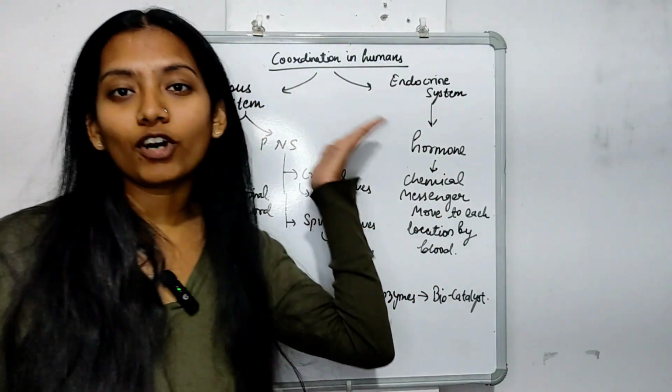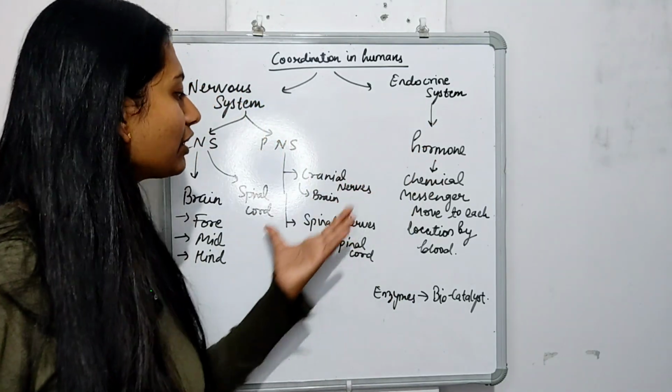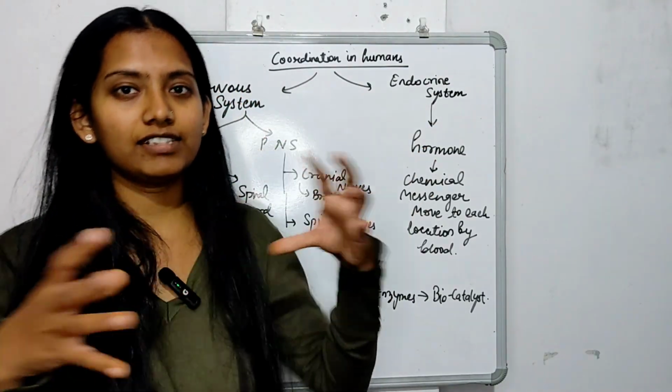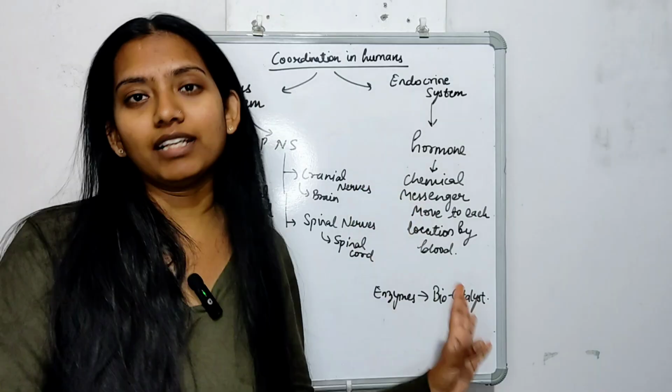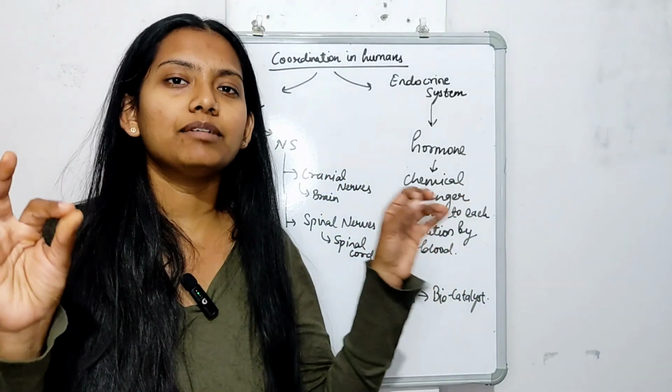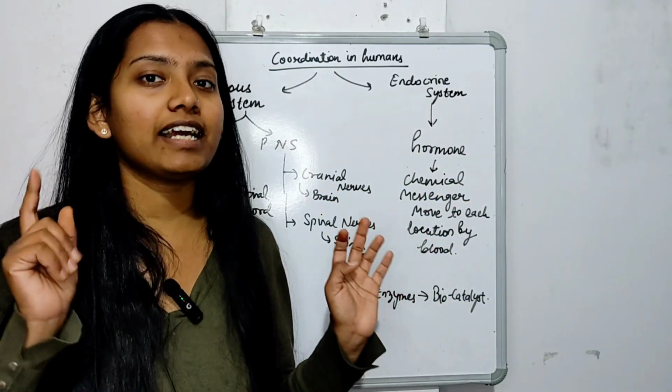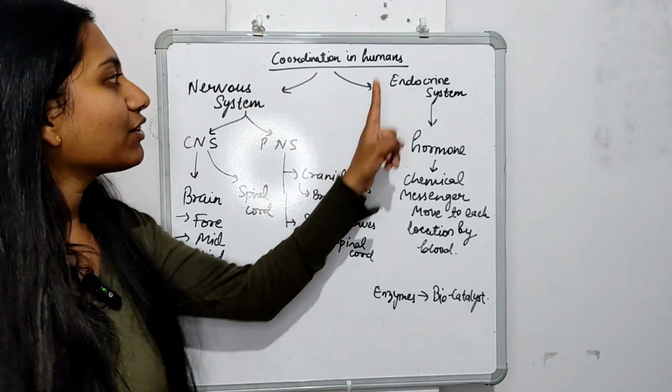आज का टॉपिक है कोऑर्डिनेशन इन ह्यूमन। बहुत सारे स्टूडेंट्स को सारी नर्व्स के अंदर, सेंट्रल नर्वस सिस्टम के कन्फ्यूजन होता है, तो इस चार्ट के माध्यम से हम सारी चीज़ें एकदम क्रिस्टल क्लियर करने वाले हैं, तो अच्छे से एंड तक ज़रूर देखिएगा। So we have the coordination in humans.